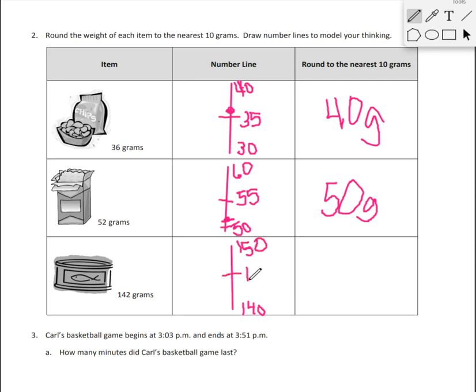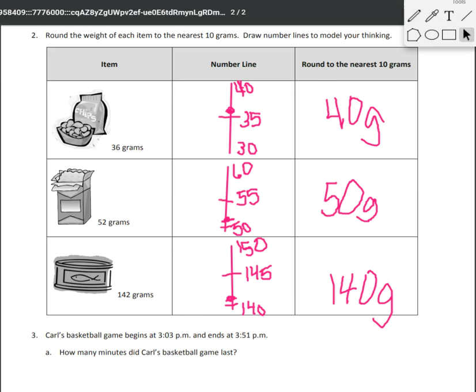All right, and there's my 145 in the middle. So 142, here's 141, 142. I am closer to 140 grams.